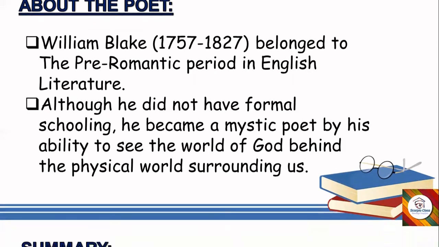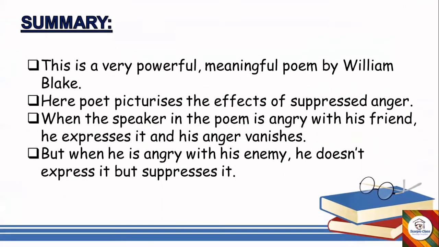This is a very powerful and meaningful poem written by William Blake. Here, the poet pictures the effects of suppressed anger. When the speaker in the poem is angry with his friend, he expresses it and his anger vanishes. But when he is angry with his enemy, he does not express it but suppresses it.